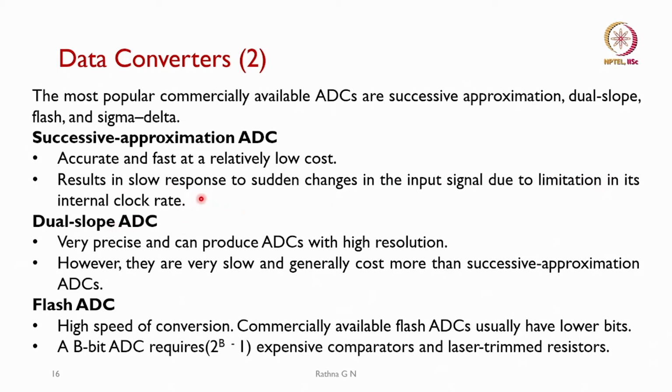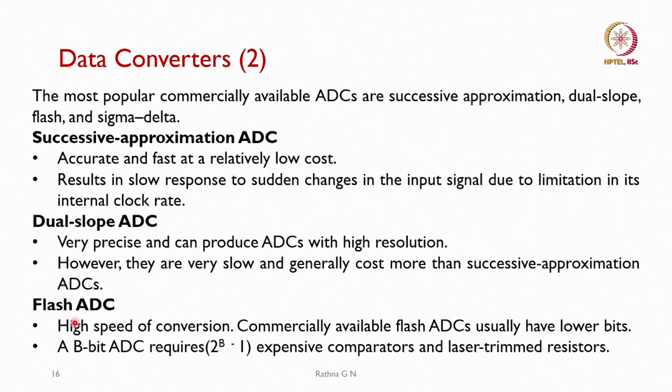So, the internal clock rate is slow. So, any changes in the input, the response is going to be slow. This is the disadvantage of our successive approximation ADC. Coming to the dual slope ADC, this is very precise and can produce ADCs with high resolution. What is the disadvantage? They are very slow and generally cost more than successive approximation. So, where the cost is not going to matter, people will use the dual slope ADCs.